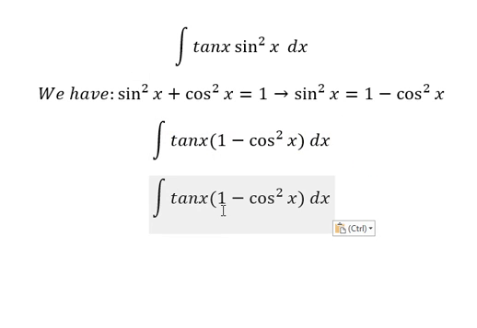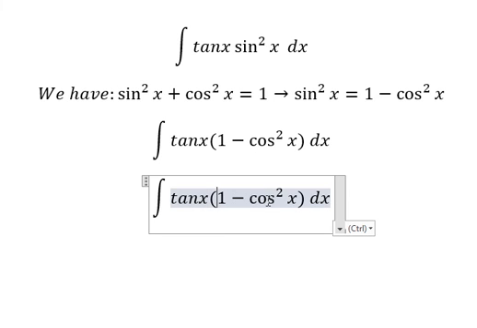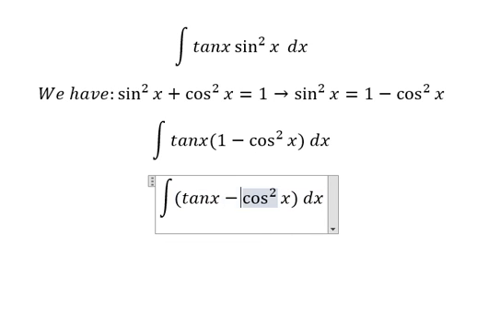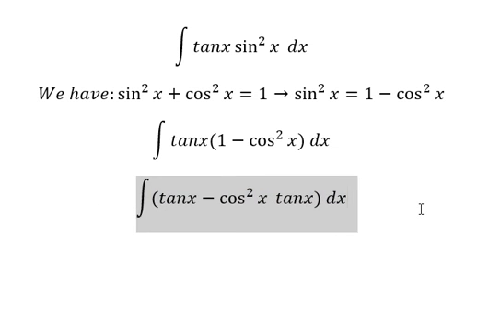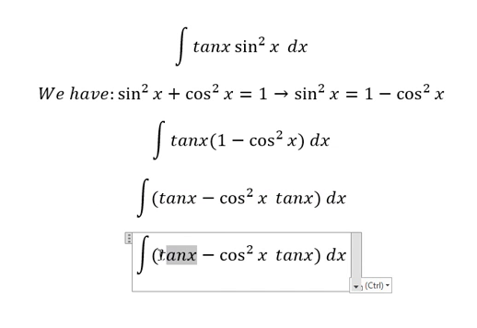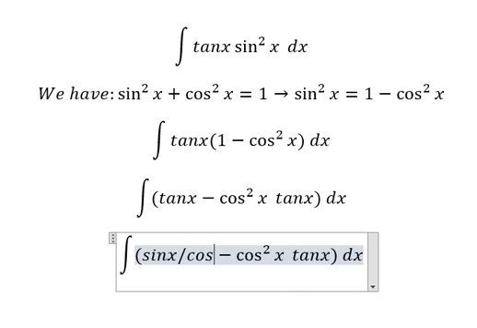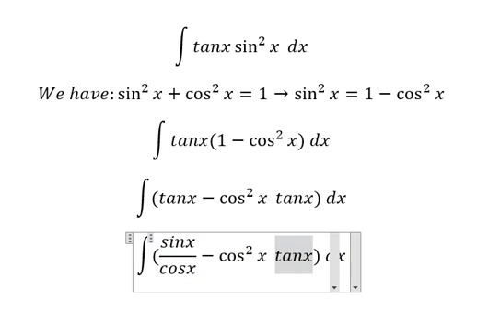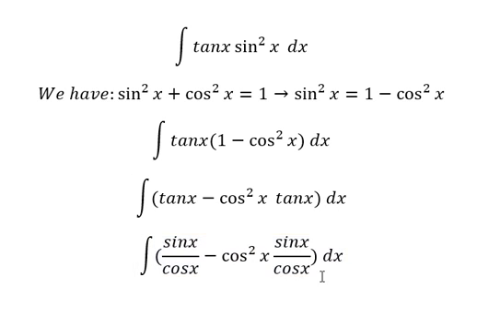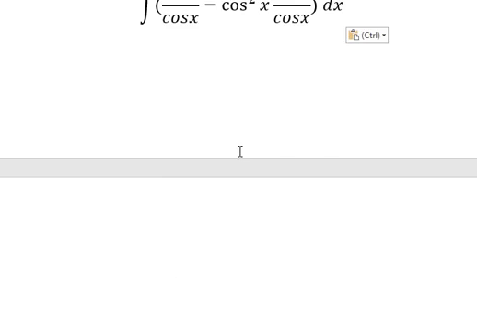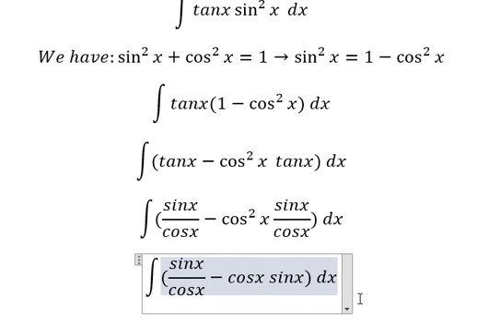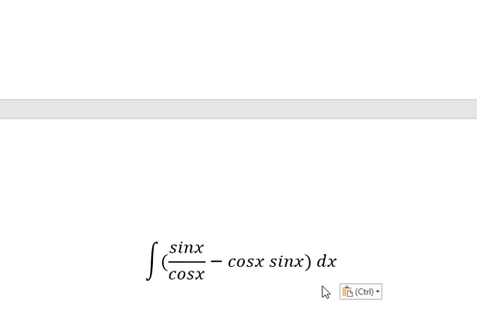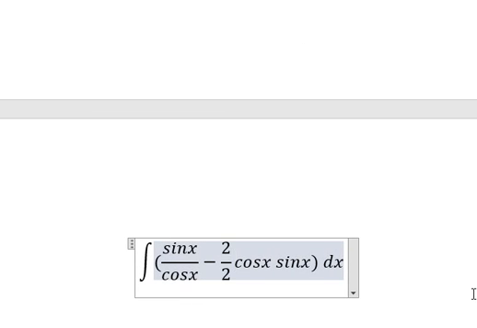And now tan s will multiply by number 1 over cosine s squared. So tan s, that is about sine s over cosine s. This one we have sine s over cosine s. And now we simplify cosine s, cosine s. Now I will put number 2 over number 2.